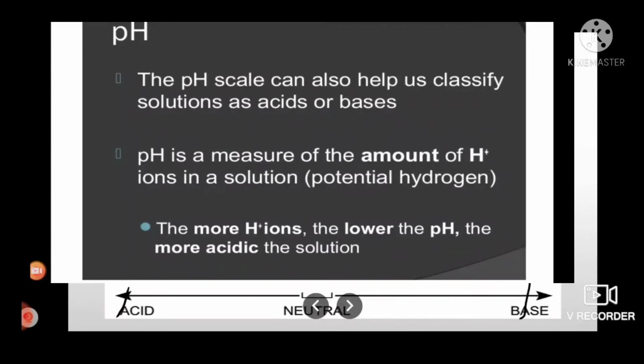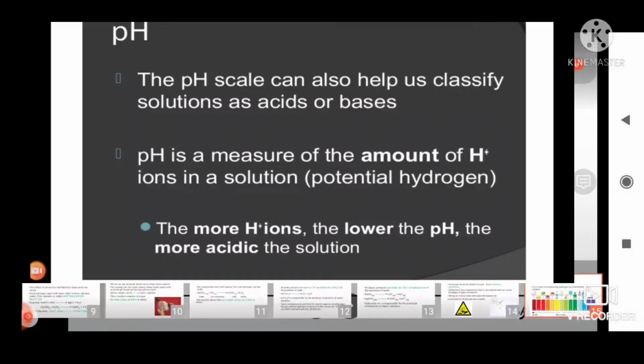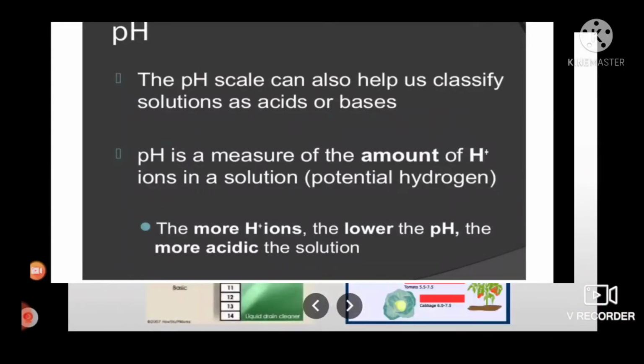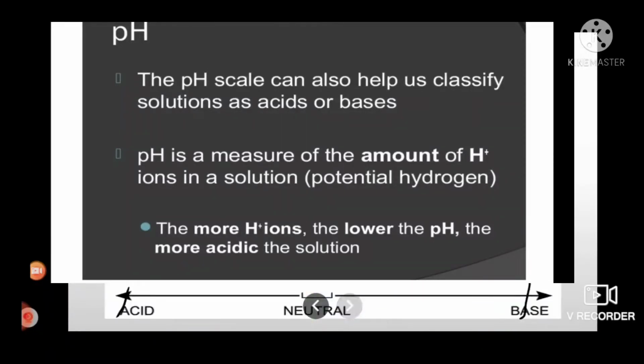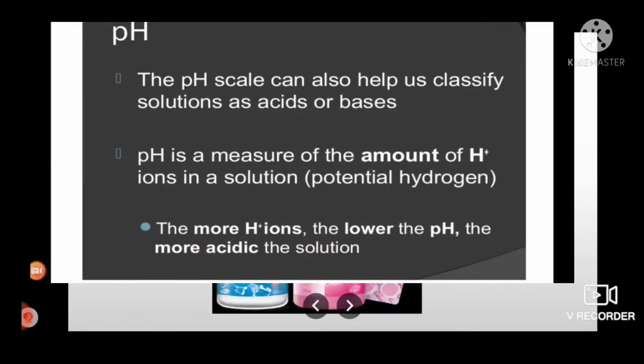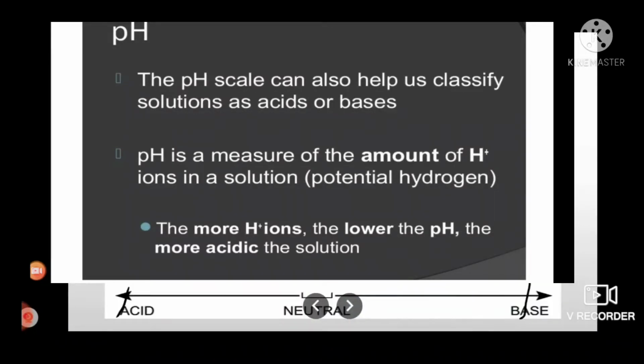And bases have a pH of more than 7. It is in between 7 and 14. And a solution having a pH of 11 will be basic in nature. The more basic a solution is, the higher will be its pH. For example, pH 14 will be much more basic than another solution of pH 10.